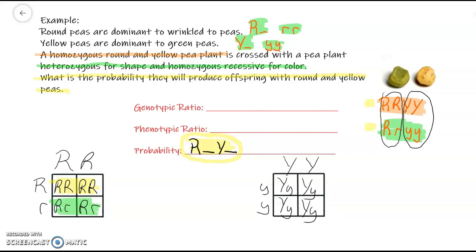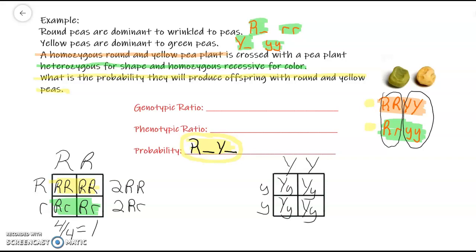So once again, what that means is the chance of these 2 producing a round pea child is going to be 4 of the 4 possibilities, or we're just going to make that equal to 1 or 100%. Genotypically, they are going to produce a possibility of 2 individuals that are homozygous dominant and 2 that are heterozygous.